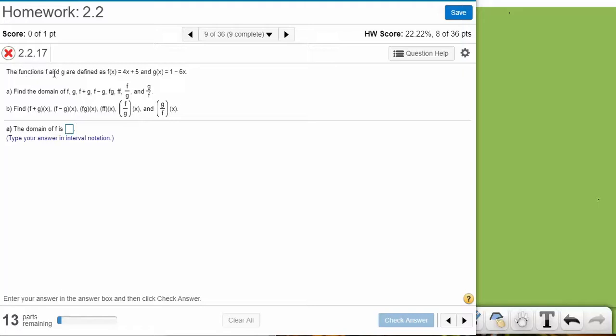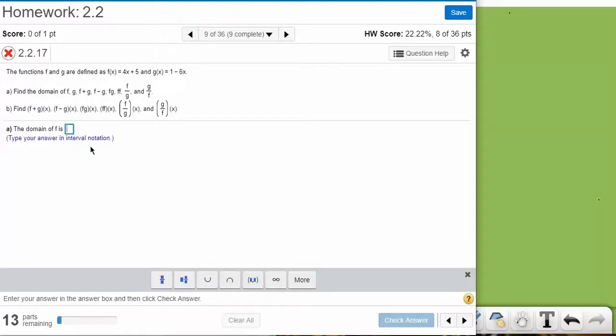2.2.17, the functions f and g are defined as f of x equals 4x plus 5 and g of x is 1 minus 6x. Find the domain of f, g, f plus g, f minus g, f times g, f times f, f divided by g, and g divided by f. And then find all this other stuff.